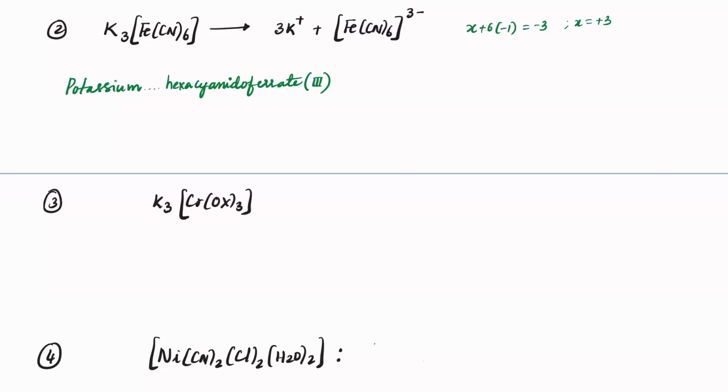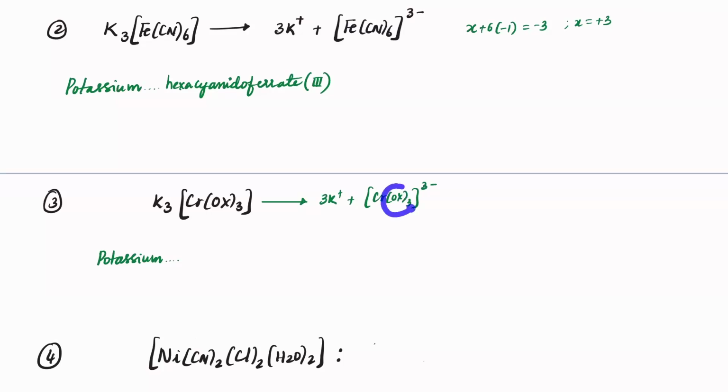Finished? See the next one, everybody. Notice what will be the name of the next one. Again, if you split into ions, you will get 3K plus and Cr(ox)3 with overall 3 minus. Again, it is an anionic complex. Since it is an anionic complex, you will first write the positive part, which is potassium, then a space.